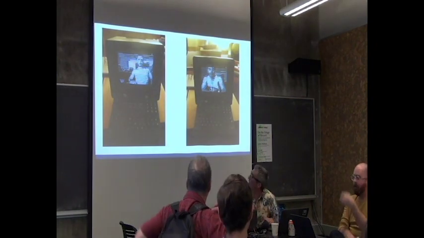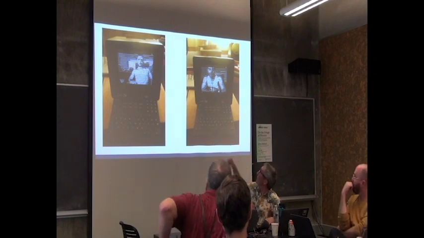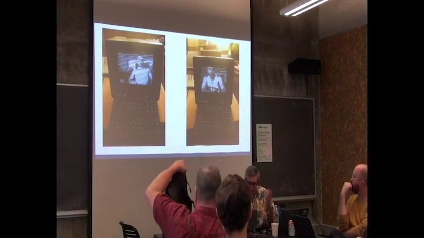So on the art part, Kevin and I did some ASCII art. These are, I'm on the left, he's on the right. So we took pictures and converted them.